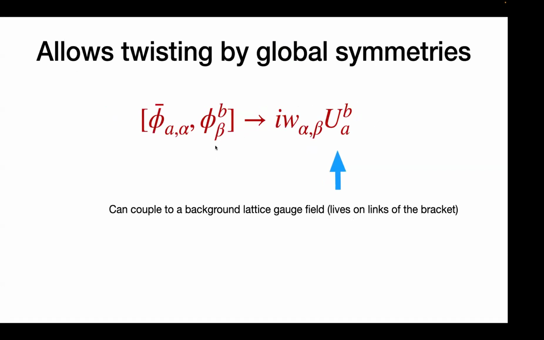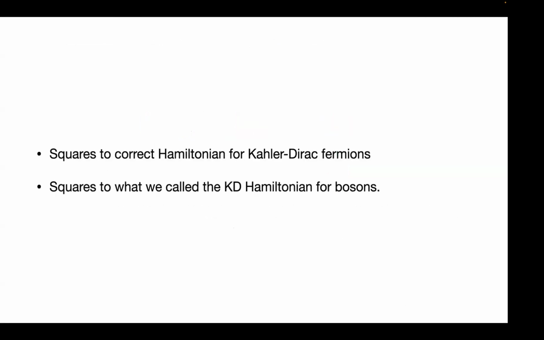If you have more general theories, you can allow twisting by global symmetries, meaning you get the commutators of the phi's. You're allowed to put whatever U's you want in here, which include the background lattice gauge fields that live on the links. So the claim is that you can basically upgrade these to more systems and study supersymmetric matter coupled to a background gauge field. Okay. It squares to the correct Hamiltonian. And as I said, it squares to the Kahler Dirac Hamiltonian for bosons.